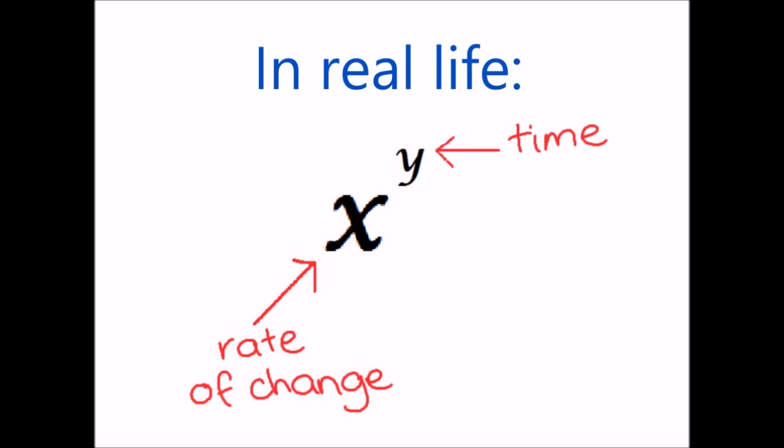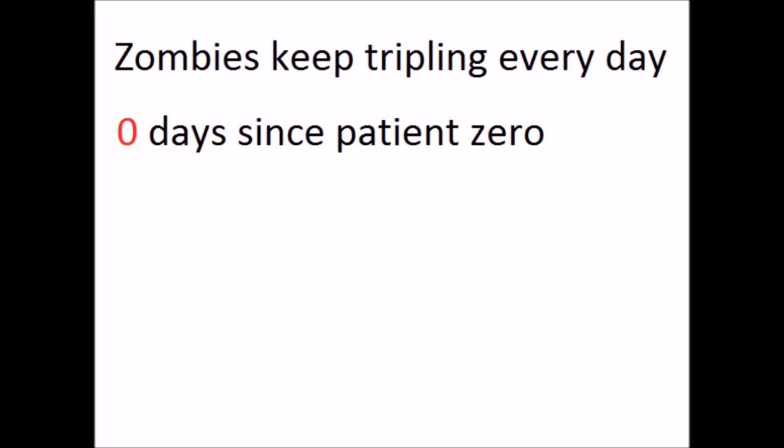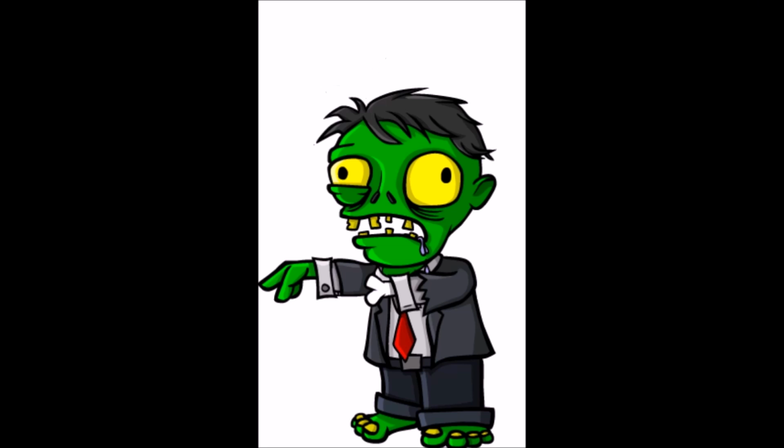Well, if we understand that the base is the rate of change and the exponent refers to time, then this suddenly makes a lot more sense. Going back to our zombies example, that's like saying, imagine we have a zombie apocalypse where the number of zombies will keep tripling every day, and it's been 0 days since the initial outbreak. The initial outbreak just started. The zombie hasn't infected anybody else yet. How many zombies would we have? Well, we'd have 1. We'd have that one lonely little zombie.